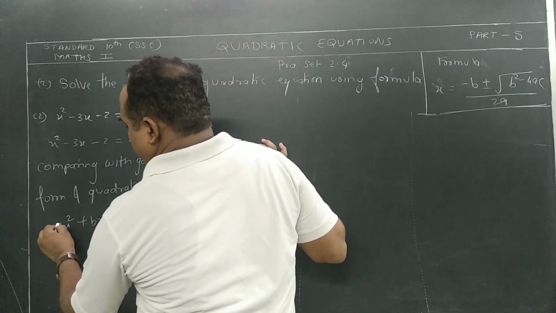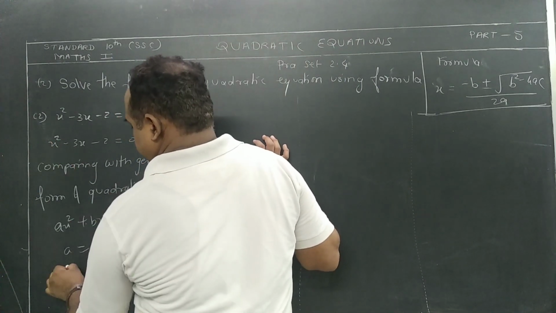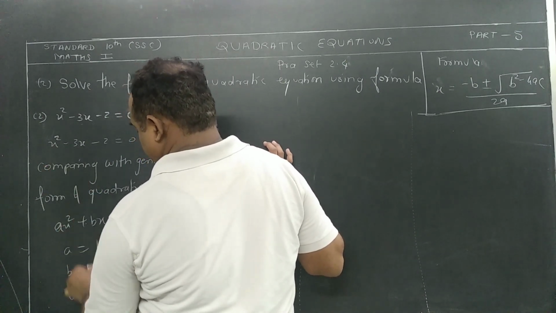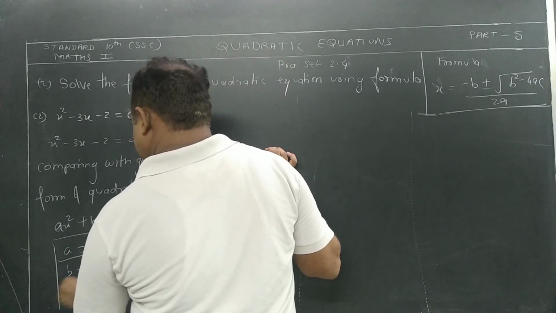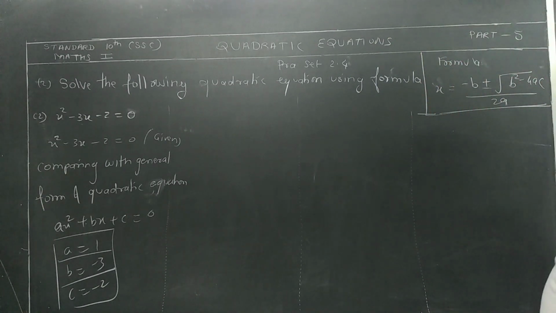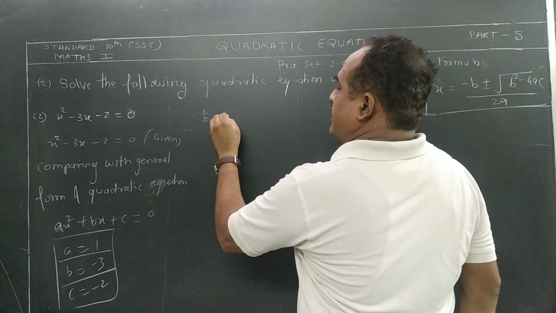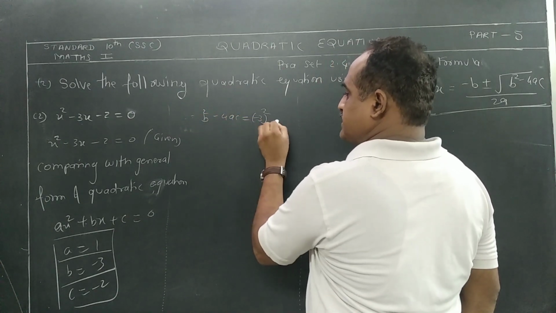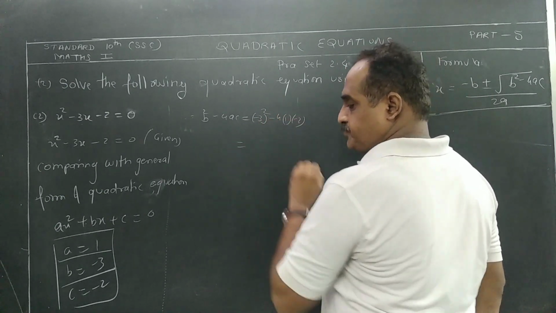Now, what is the value of a? A is nothing but 1. B is what? Which sign you are going to write? Minus 3. And what is c? Minus 2. You are going to write this. But I told you that the difficult part is b square minus 4ac. That is what we call the discriminant. So b square minus 4ac, what is the value of it? That is minus 3 square minus 4 into 1 into minus 2.